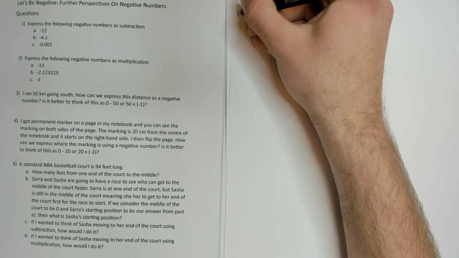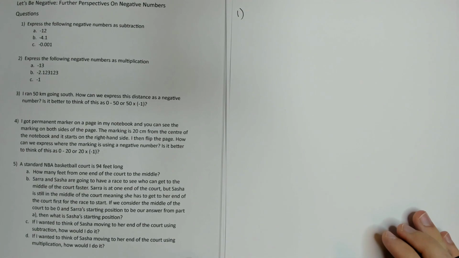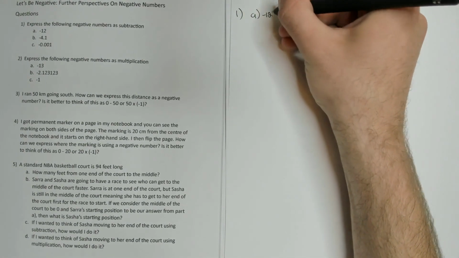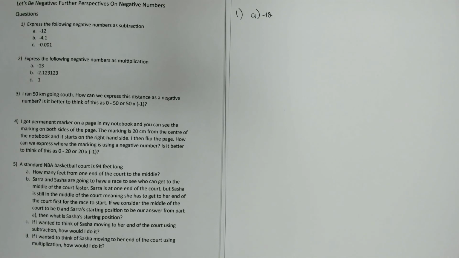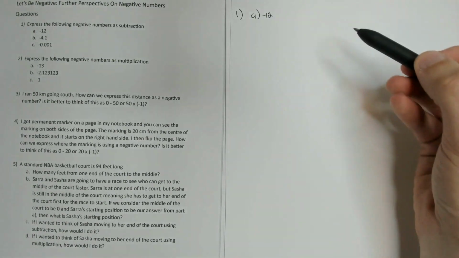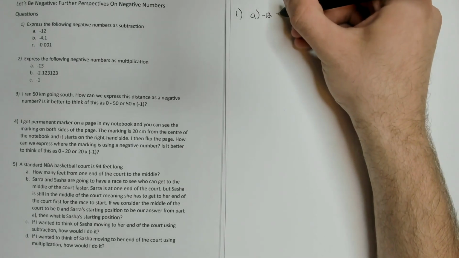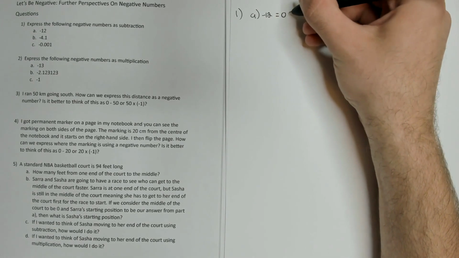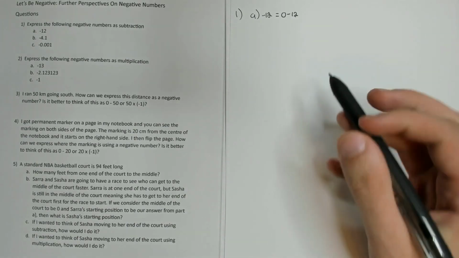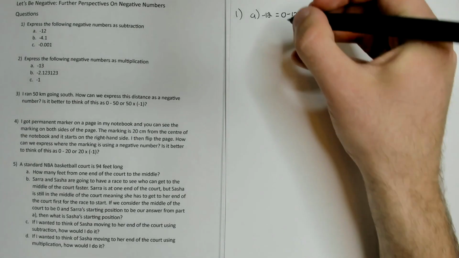Alright, so number 1. Express the following negative numbers as subtraction. So we have negative 12 as our first one. So what is negative 12 as subtraction? Well, subtraction is moving to the left of 0. So in this perspective, we're thinking about negative 12 as being 12 to the left of 0. But moving to the left of 0 is the same as subtracting from 0, right? So we have 0 minus 12 is the same way to think about negative 12.